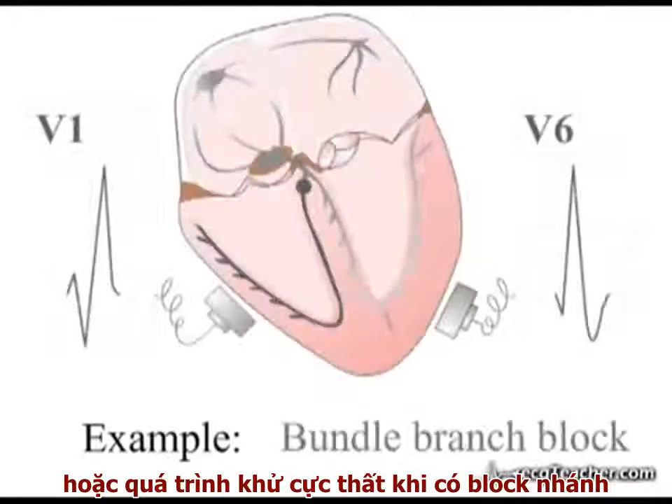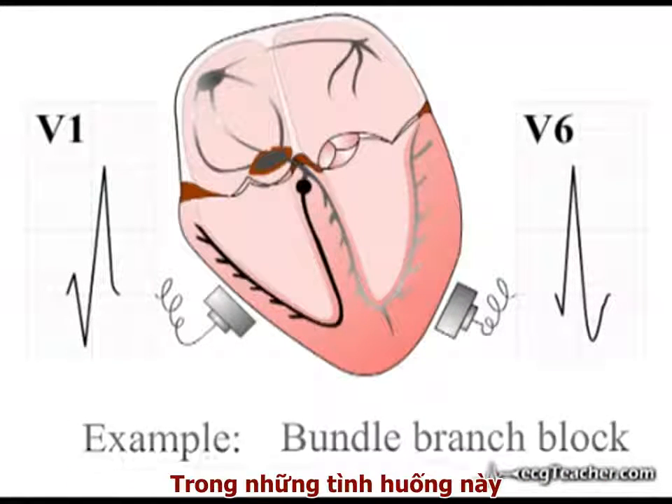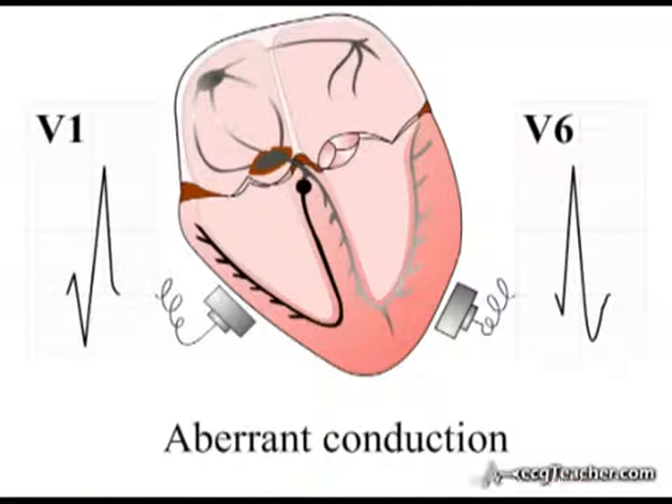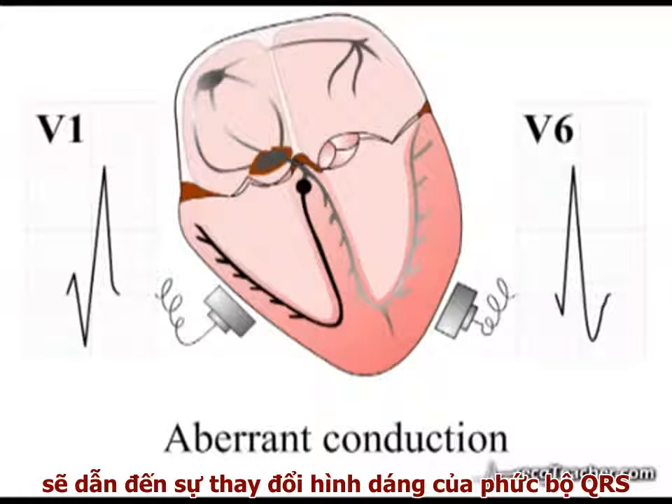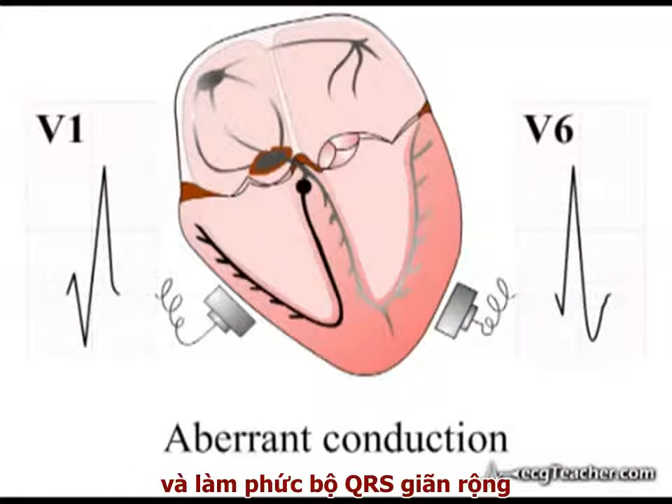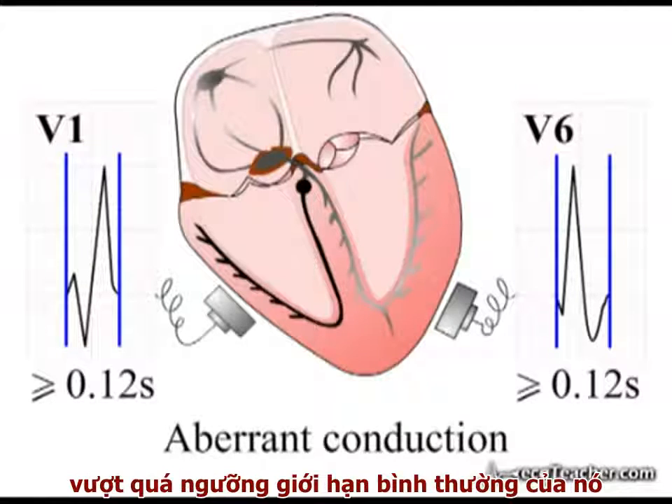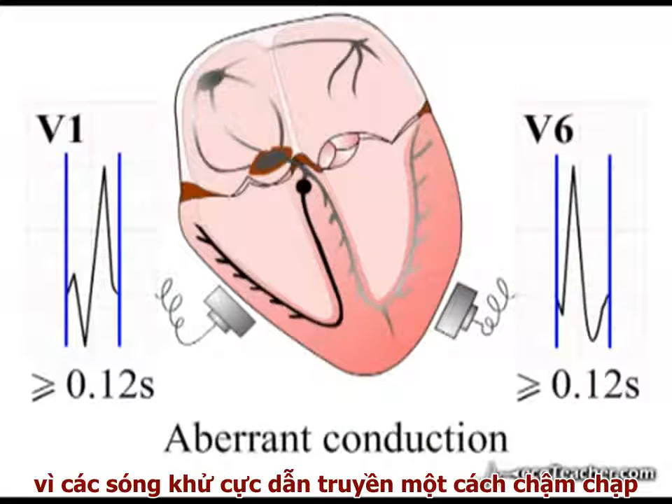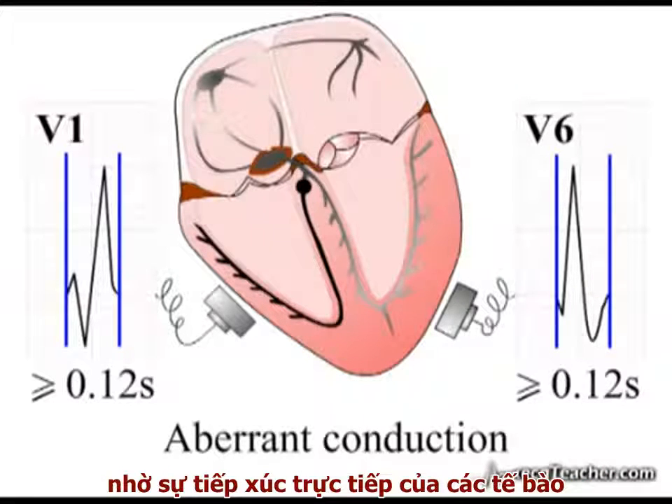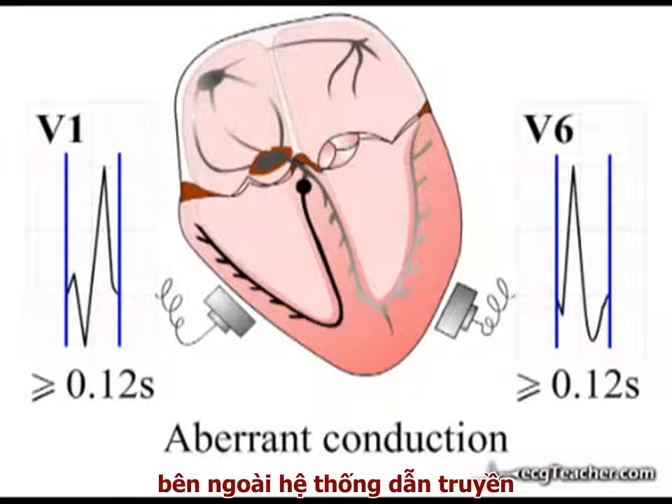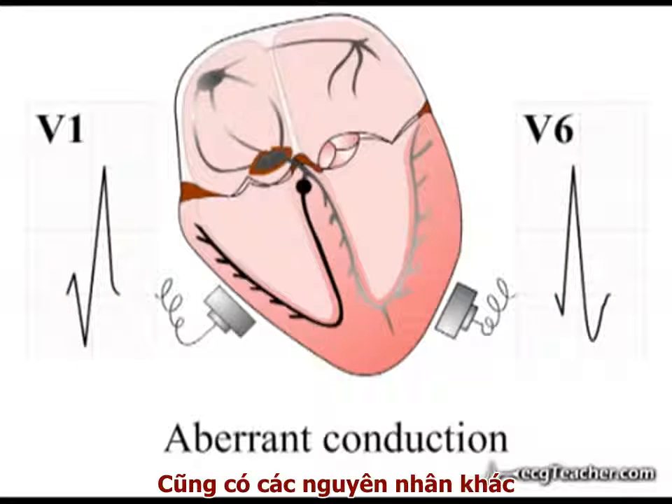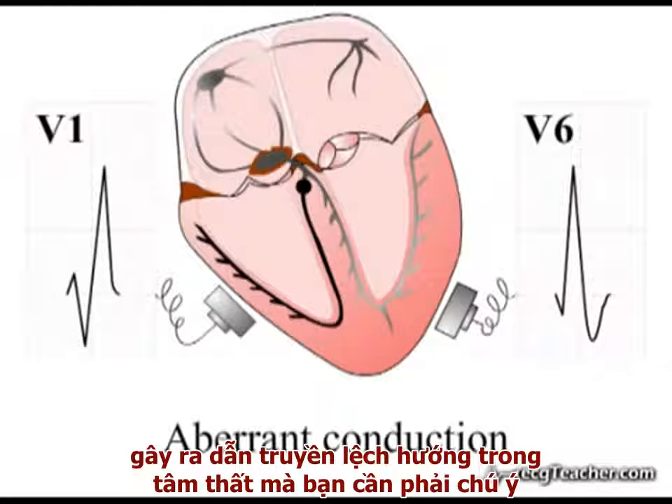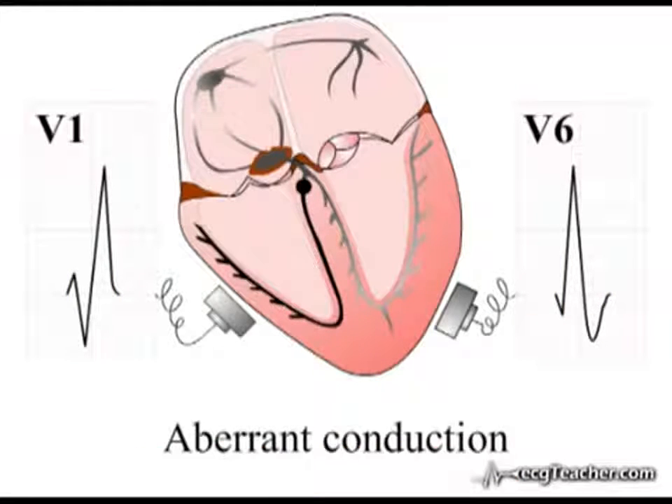Examples of aberrancy within the ventricles include conduction of ventricular ectopics and conduction of ventricular depolarization in the presence of a bundle branch block. In these situations, aberrant conduction within the ventricles results in altered QRS complex morphology, with widening of the complexes beyond the upper limit of normal duration as the depolarization wave spreads slowly by direct cell-to-cell contact outside the conducting system. There are other causes of aberrancy within the ventricles which you need to be aware of.